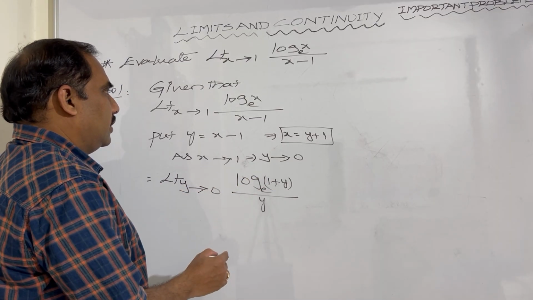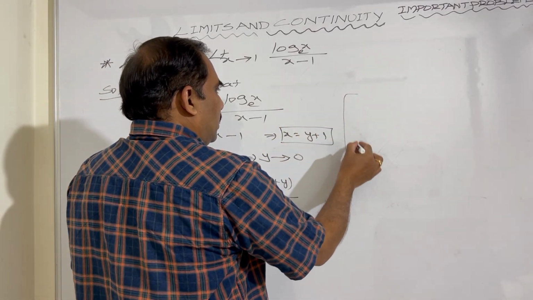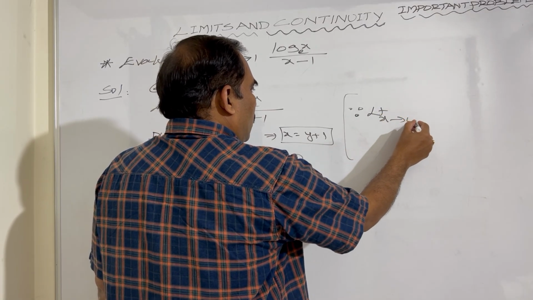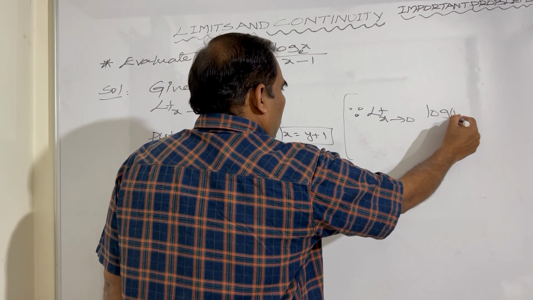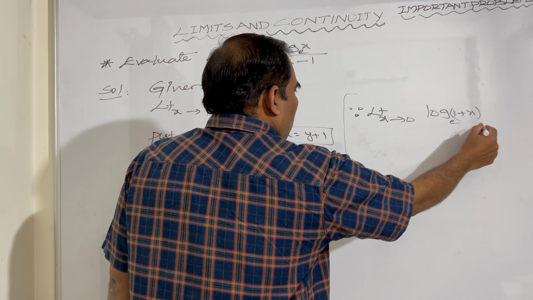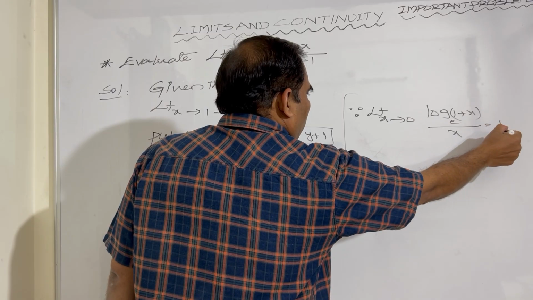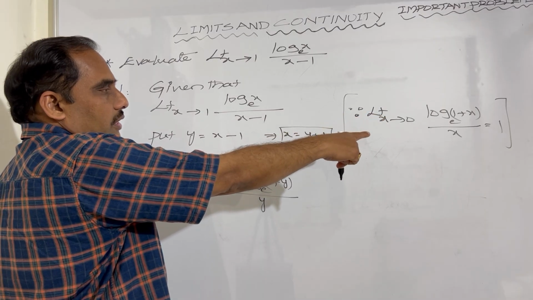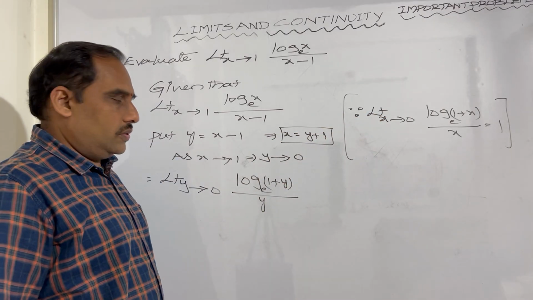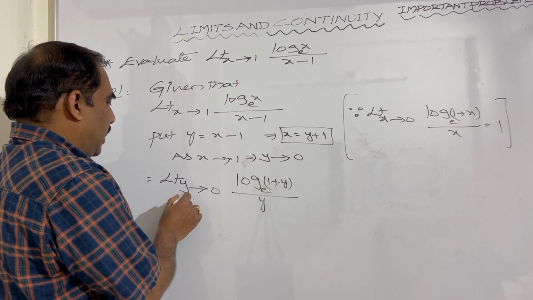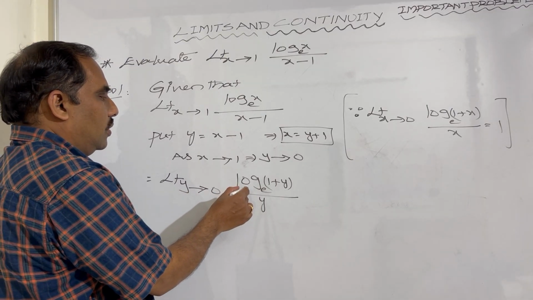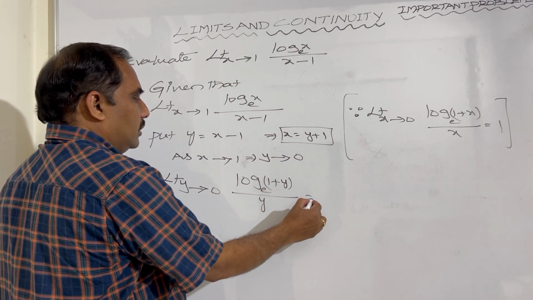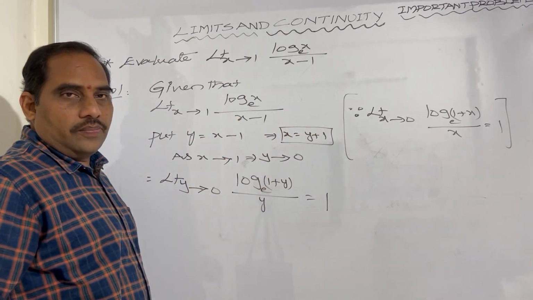So when you write like this, here we have the standard property: limit x tends to 0 of log 1 plus x base e by x, the value of this is 1. The value of the limit x tends to 0 of log 1 plus x base e by x is equal to 1. Same like this, here limit y tends to 0 of log 1 plus y base e by y, which is also equal to 1 as per that property.